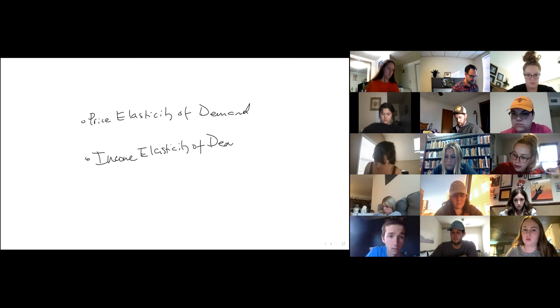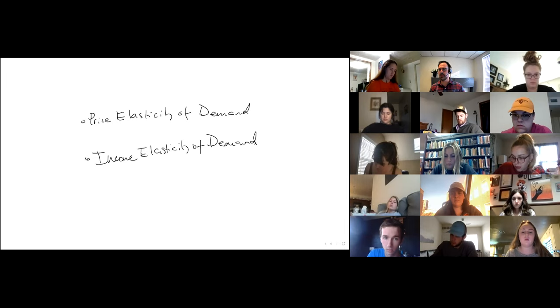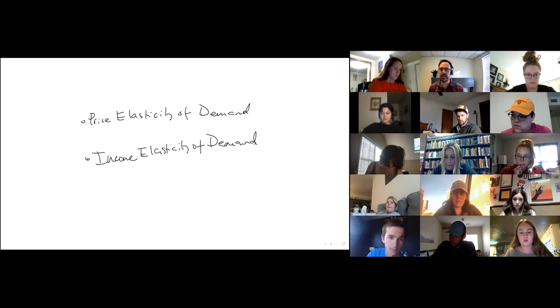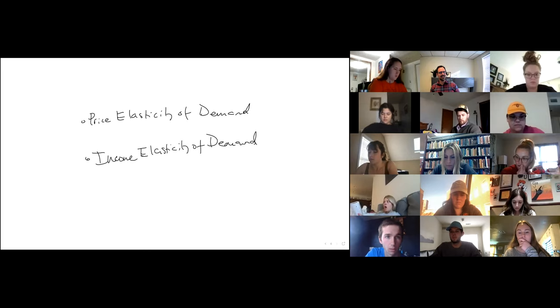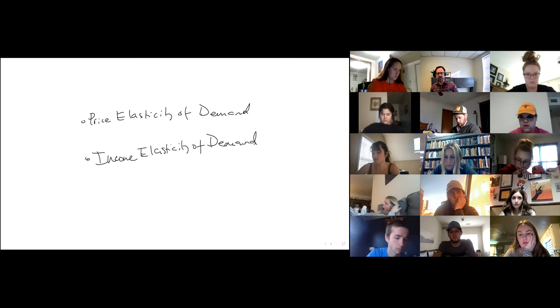Price elasticity of demand. What is that thing? Will you just shake your head if you've heard of that thing before? Okay, thanks. I always thought of price elasticity like a bungee cord versus a rope. If I need to have it, it's not elastic. The price goes up, I'm still going to buy it. But if the price goes up and I don't need it, I'm going to change how much of it I get. It's going to stretch or it's going to pull. So tell me which one.